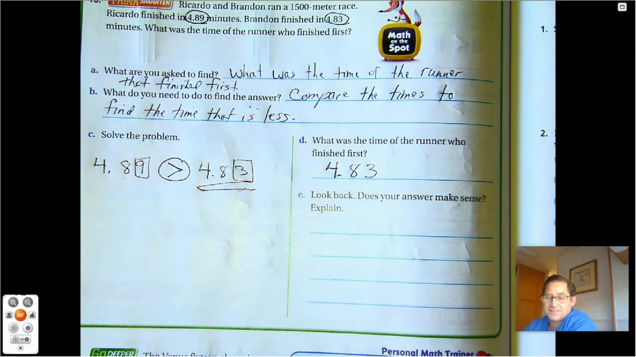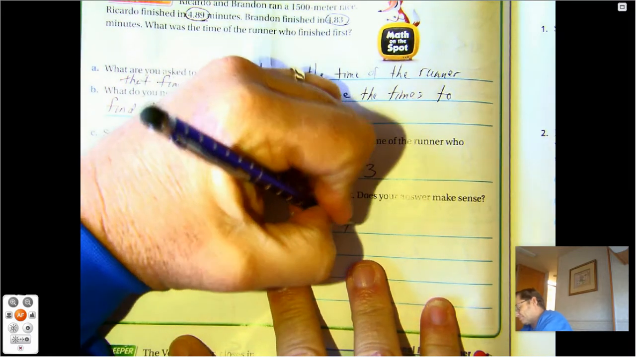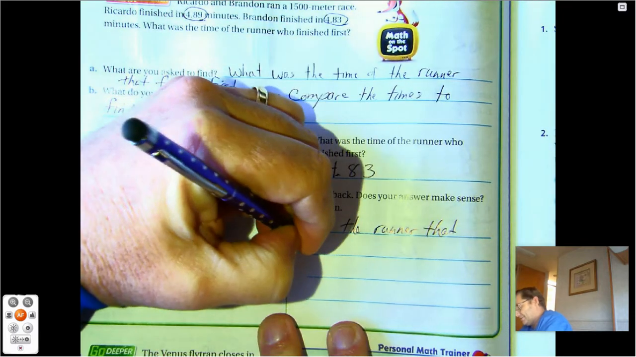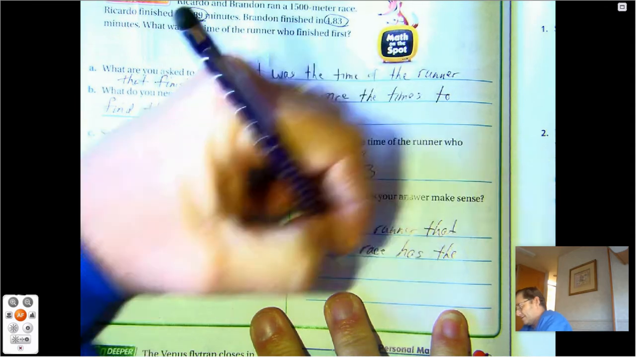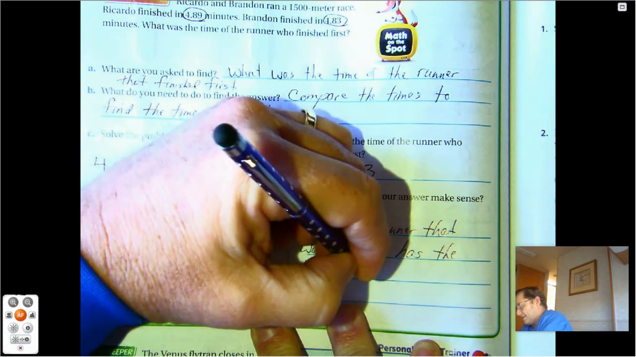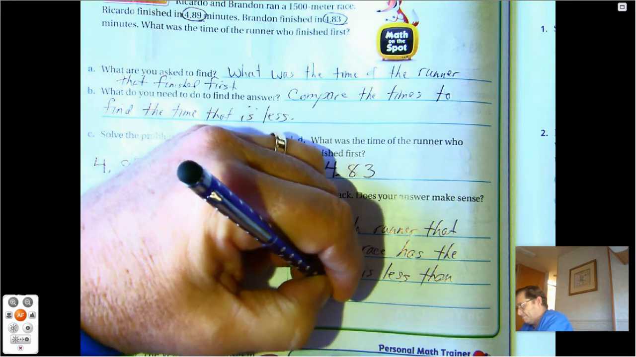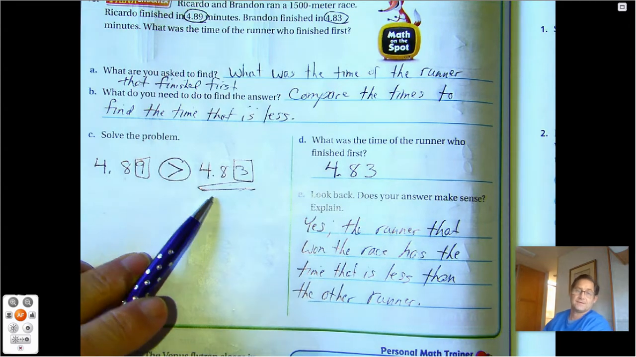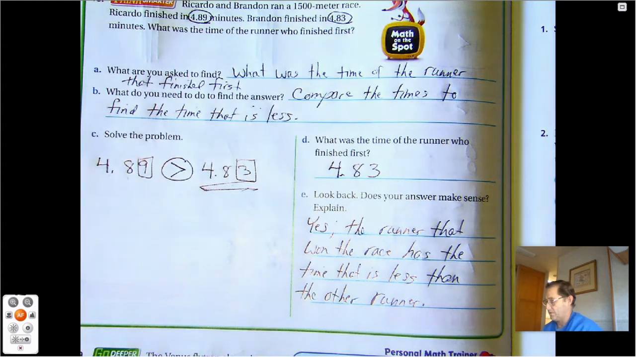Does our answer make sense? Yes, the runner that won the race has a time that is less than the other runner. And 4 and 83 hundredths is less than 4 and 89 hundredths. So that has to be the winner.